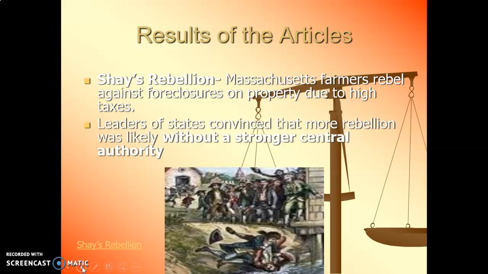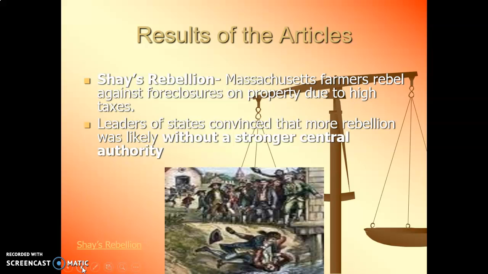So you need to put a star by Shays' Rebellion. He's a Massachusetts farmer who rebels against foreclosures on property due to high taxes. What happened here? Daniel Shays was a soldier in the Continental Army. He fought for independence, and he was promised that he would get paid. Guys, George Washington had to give out IOUs during the American Revolution, and basically that meant that the government would pay these soldiers back at a later date.